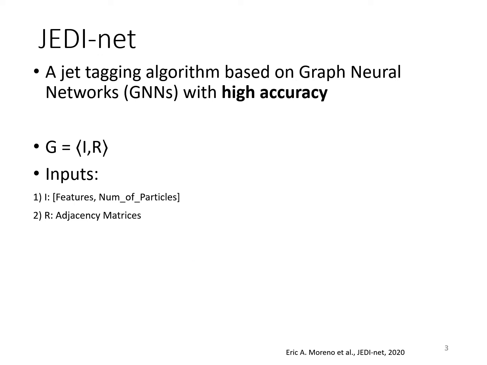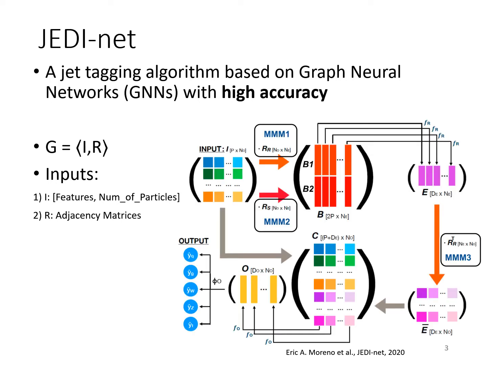This work focuses on JEDI-net, which is a jet tagging algorithm based on graph neural networks, and it achieves state-of-the-art accuracy. An overview of the JEDI-net algorithm is shown in this picture. It mainly includes three matrix multiplications, and it also includes three deep neural networks.